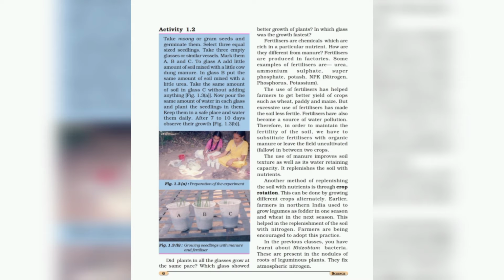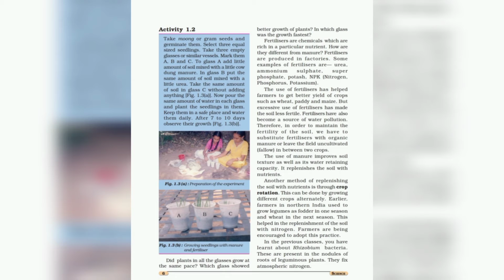So you can see in figure 1.3b, glass A, glass B, glass C, they are having the seedlings. That means a small plant is there and you have to observe that the seedling grows well and looks green and healthy in glass A, as you can see in the figure, and in glass B the seedling grows faster and looks green and healthy, but in glass C the seedlings show very little growth and it is not looking properly green in color.